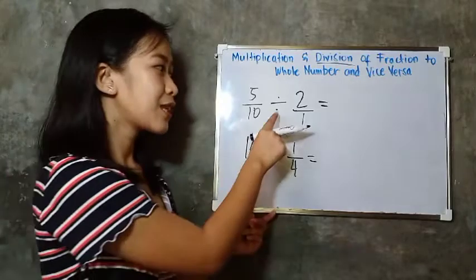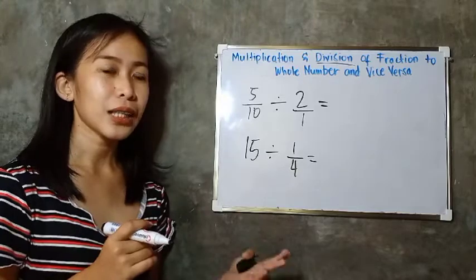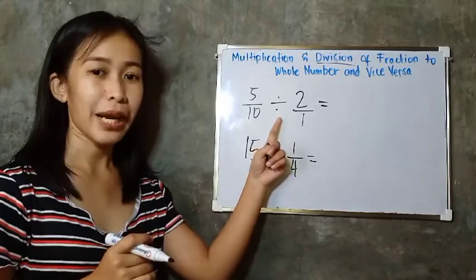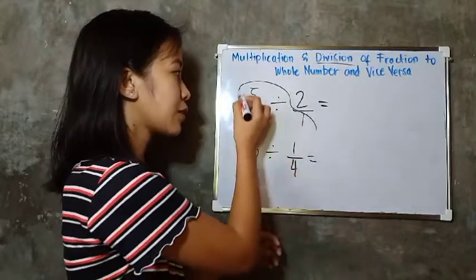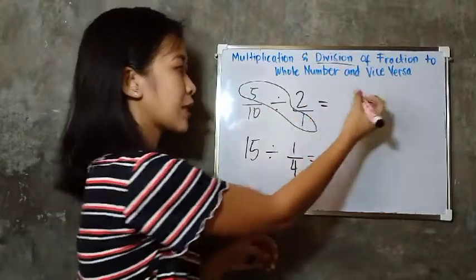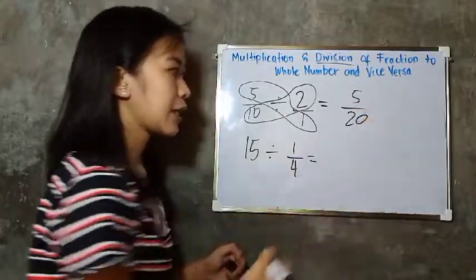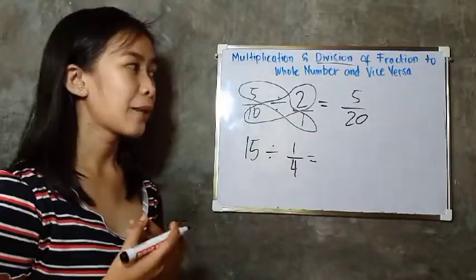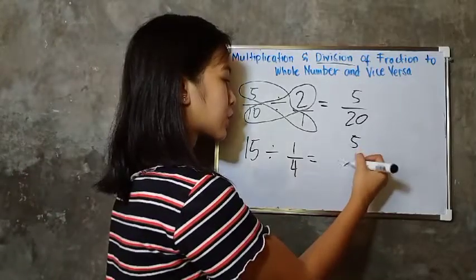Bakit cross multiplication? Hindi numerator to numerator, denominator to denominator. Kasi nga, di ba, we have division in here. Kanina kasi yung ating operation is multiplication, ngayon naman ay division. Kaya cross multiplication yung gagamitin natin. So we have 5 times 1 is 5 over 10 times 2 is 20. And then right after that, hahanapin natin yung GCF. Right? So we have 5 and 20.